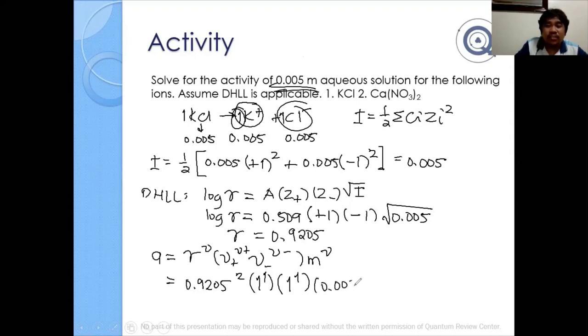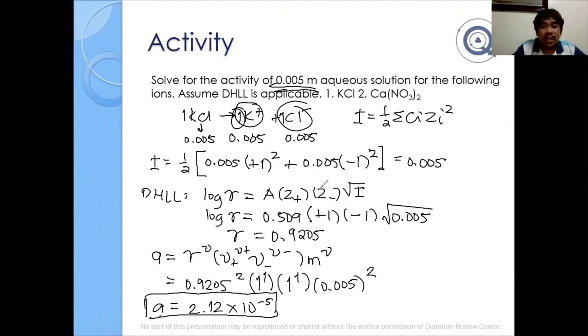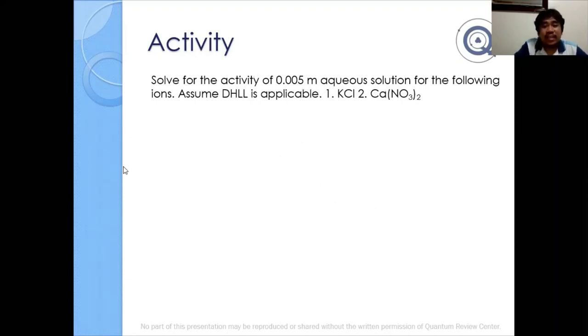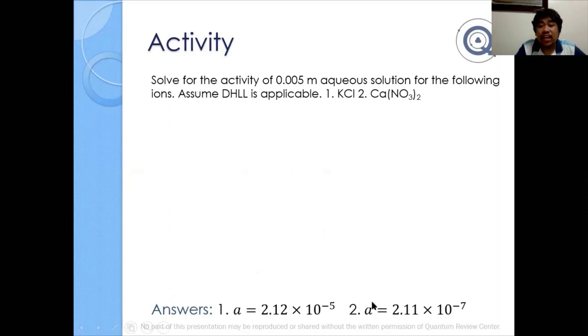So, 0.005 raised to nu. Our nu is the sum of the coefficients of the ion, so that is 2. So, yun na. Makukuha nyo na. Your activity will be equal to 2.12 times 10 to the negative 5. Okay? So, here is the answer for 1, for KCl. I hope na-recall nyo na. Alright? And for 2, pakigawa on your own yung 2. Same procedure ha, para hindi kayo malito. Now, the answer for 2 is 2.11 times 10 to the negative 7.